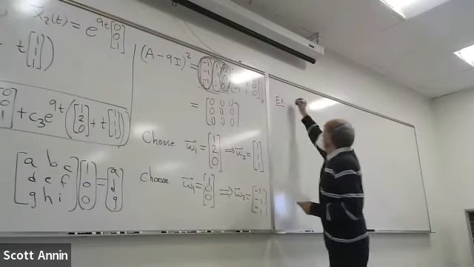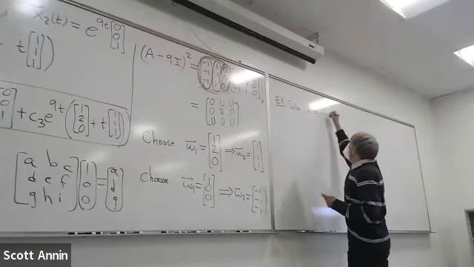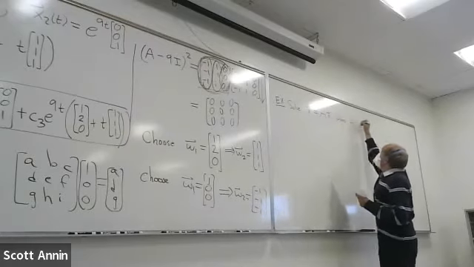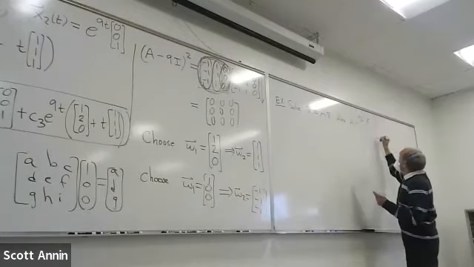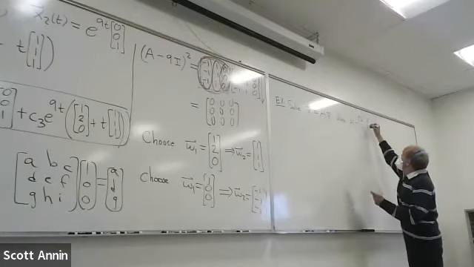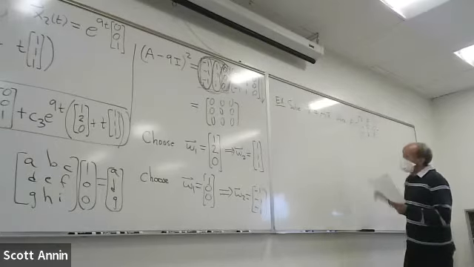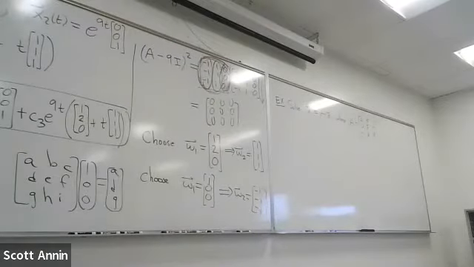Okay, let's try this one, guys. Let's solve x prime equals Ax, where capital A is going to be the matrix with rows (6, 5, 1), (0, 5, 0), and (-1, 2, 8). Okay, let's try this one.